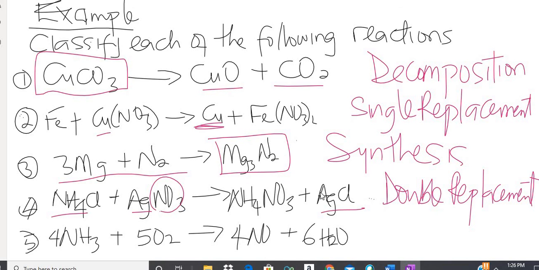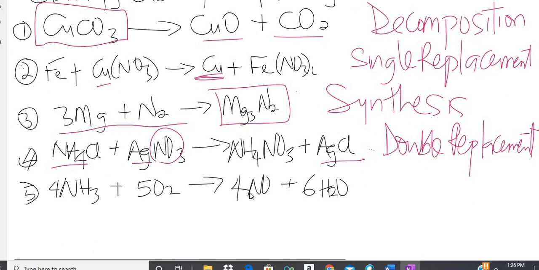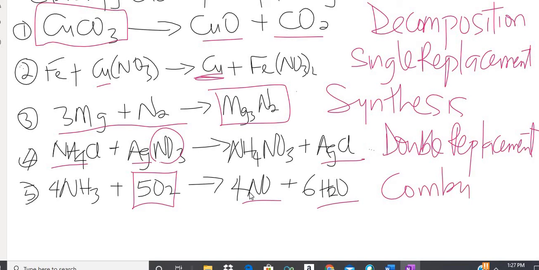The last example we see here: our reactant contains oxygen and the product has oxygen-containing compounds. So this is a combustion reaction. So these are the criteria that we can use anytime to classify reactions that we have.